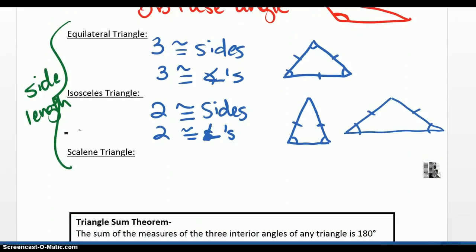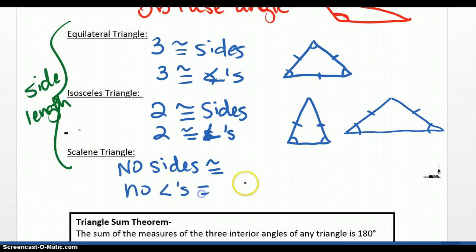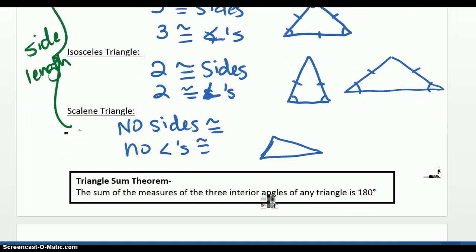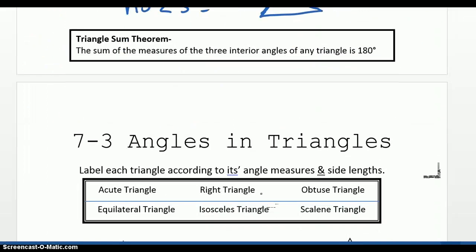And then the last one, the scalene. So equilateral, three equal sides, isosceles, two equal sides, so scalene, no congruent sides. And therefore no angles are congruent or equal. So if this side is like 3, this side might be 4, and this side might be 5. Okay, moving on. Then at the bottom you'll see triangle sum theorem, and we're going to talk about that more in class. But there it is, something to highlight or maybe put a star by, that we're going to talk about some more tomorrow.